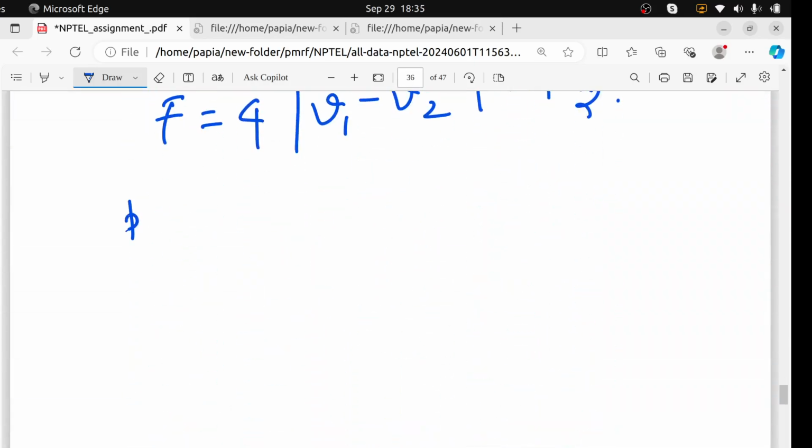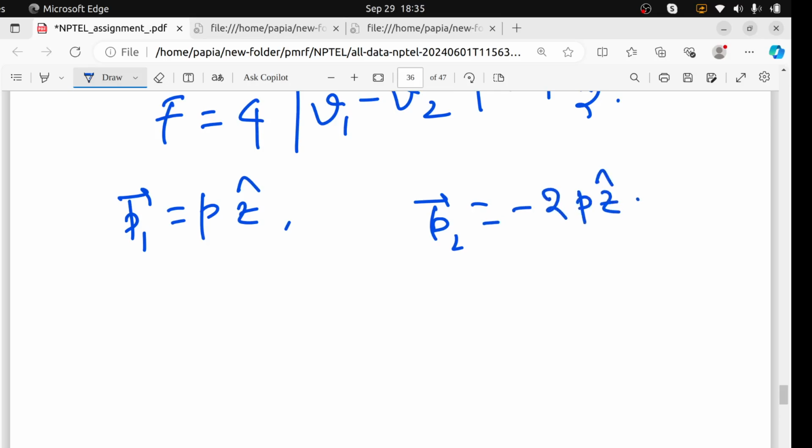Let me write here P1 equals P z cap, P2 equals minus 2P z cap, E1.